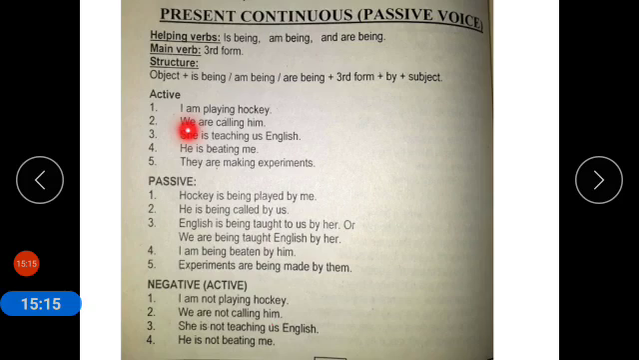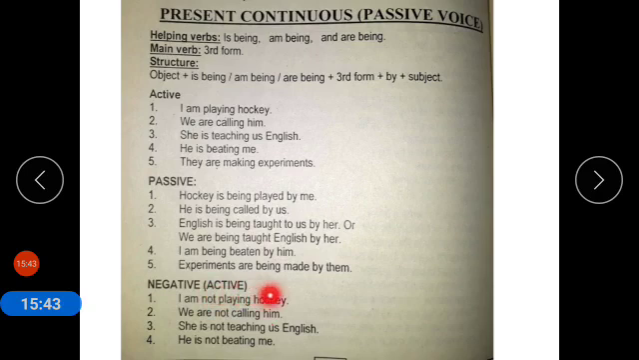Second one, we are calling him. We is the subject, him is the object. We will change the position of subject and object. We will use he instead of him. He is being called by, we will use us instead of we. And there are some other examples too.